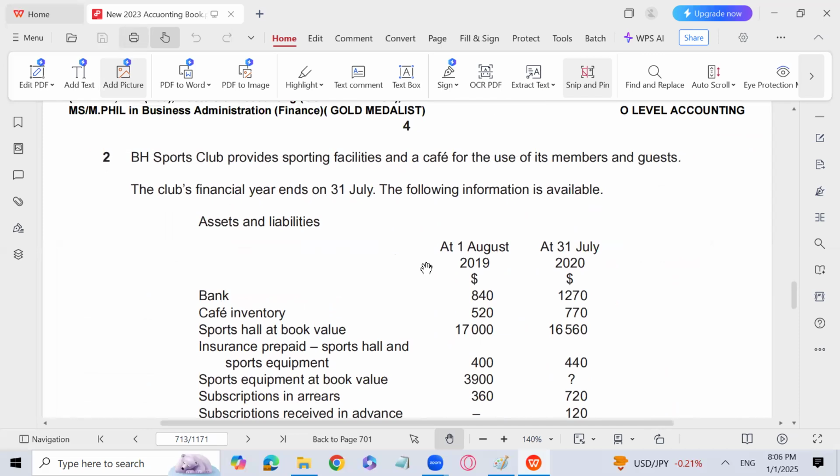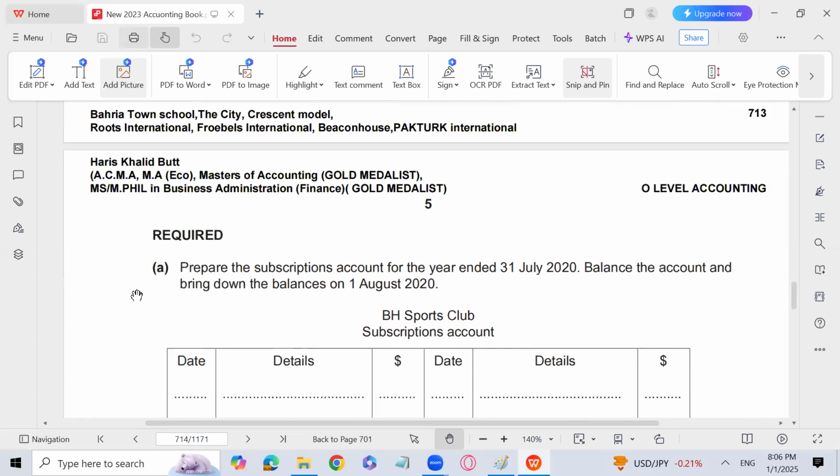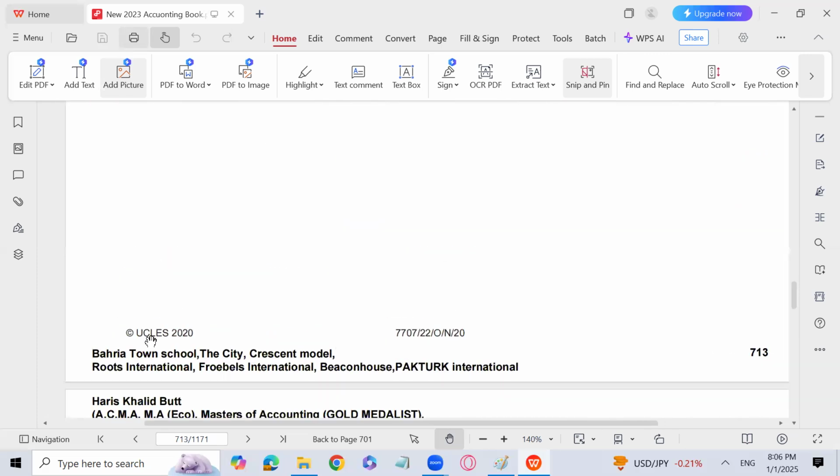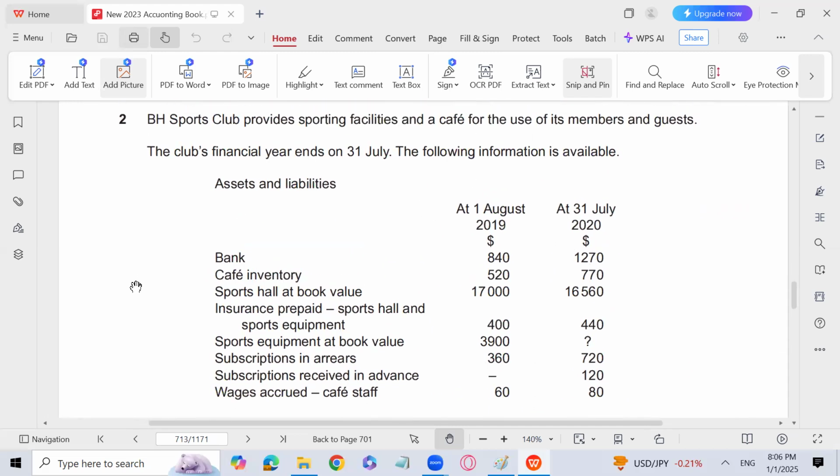So BH Sports Club, the next question which we are going to see, you will solve it at home, but I'm just going to make you understand. October, November 2022. This question. Number one: do we need to prepare the cafe trading account in this question or not? Yes, we have to prepare the cafe trading account because there is cafe inventory given in the question. So cafe inventory opening is 520 and cafe inventory closing is 770. Because opening and closing inventory is given, we have to prepare the cafe trading account.